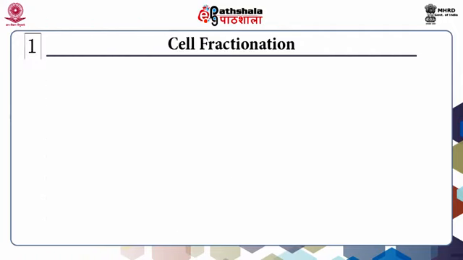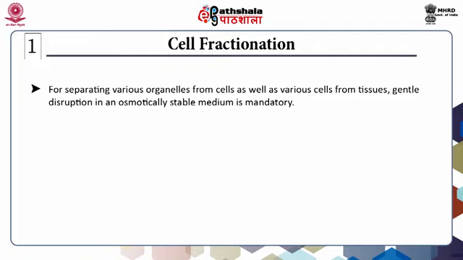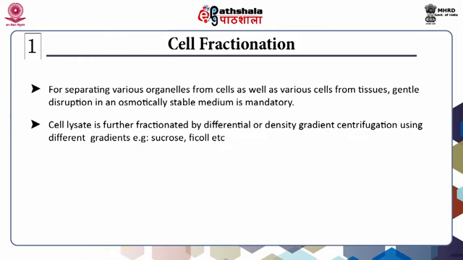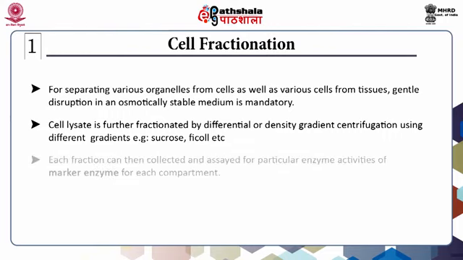The most traditional method to study cell compartmentalization is cell fractionation, where cells from tissues as well as organelles from cells can be separated by gentle disruption in an osmotically stable medium. This crude tissue homogenate or cell lysate can be further fractionated by differential or density gradient centrifugation using various gradients like sucrose, Percoll, Ficoll and so on. Each fraction can then be collected and assayed for particular enzyme activities.